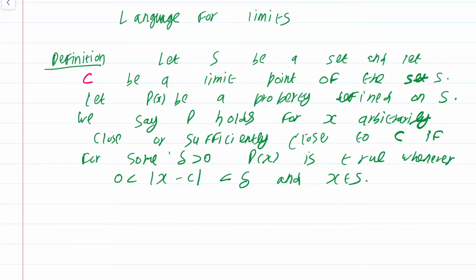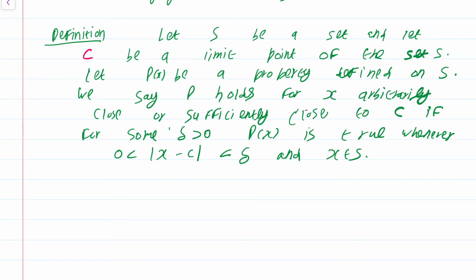So what this is saying is you can make the property P true if you can find some delta such that P of X is true whenever X is sufficiently close to C and X is coming from S. We don't allow X equal to C simply because this C may not even be in this set. And the way we write this is analogous to the way we define limit. It will be useful there. Okay. Now, next is another definition.